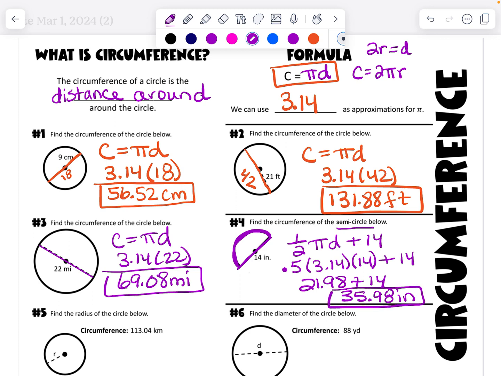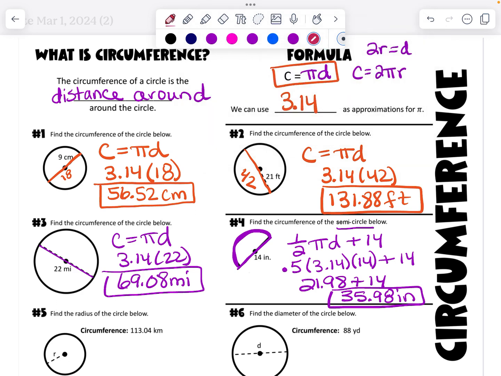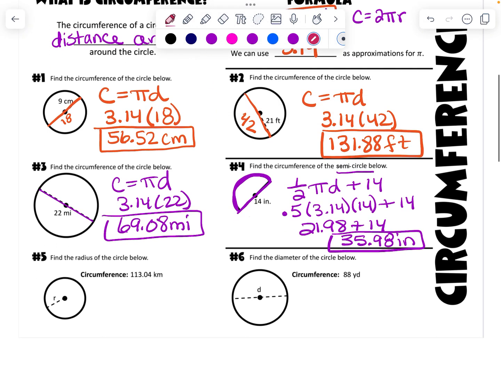So far, so good. Now we are going to talk about these last two problems. This one says find the radius of the circle below. So we don't have the radius, but we have the circumference. So let's put our formula down here. Circumference is pi times diameter, and let's fill in what we do know. We do know the circumference given to us. We do know pi because it's always 3.14. We do not know the diameter.